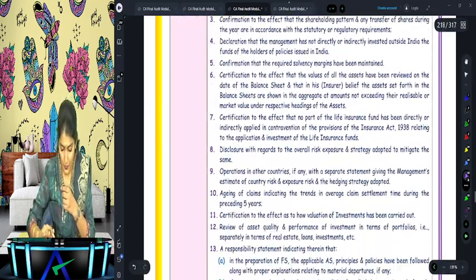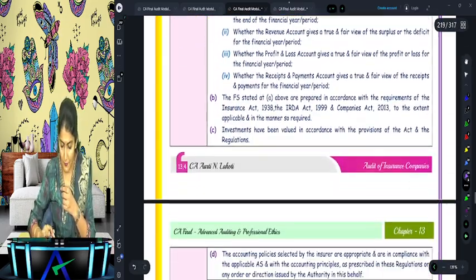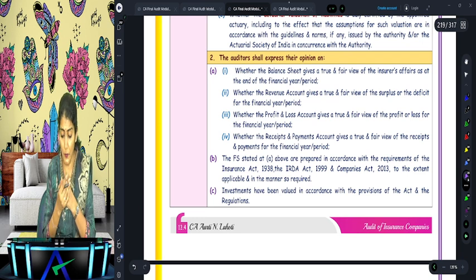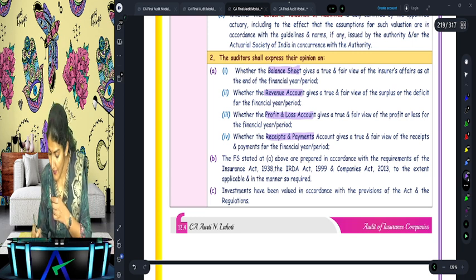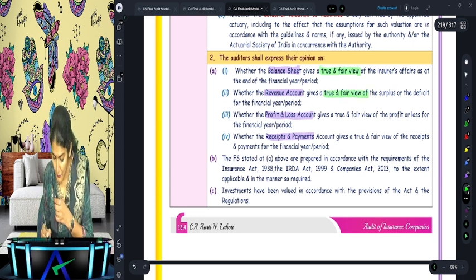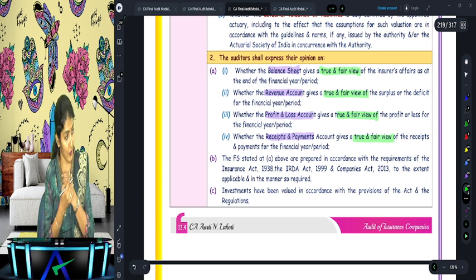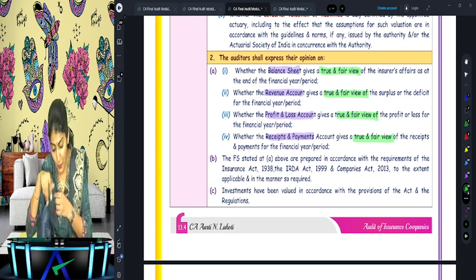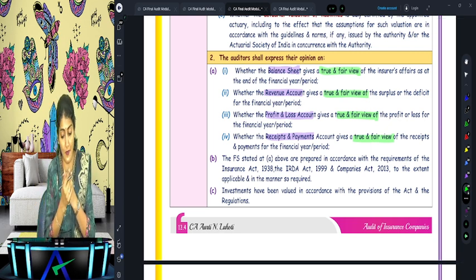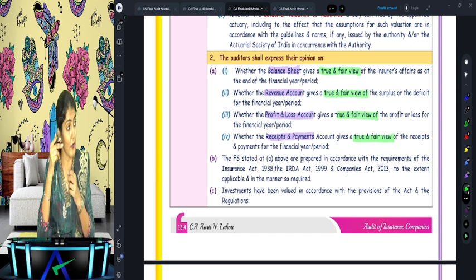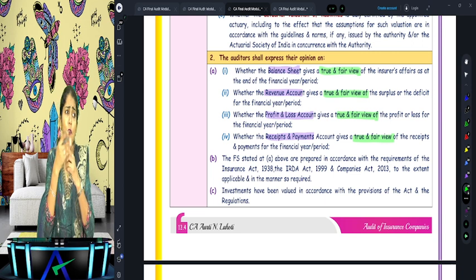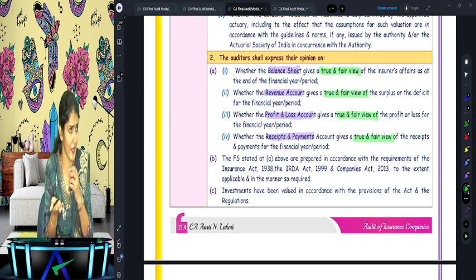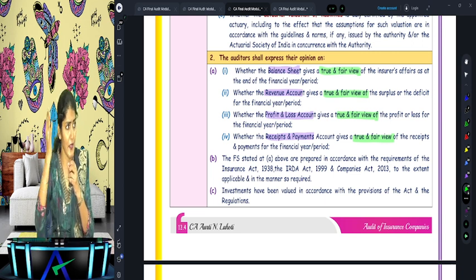Okay, and then later on we are going to see the contents of the audit report. And in the audit report also, what does it say? Balance sheet, profit and loss account, revenue account, and the receipts and payment account, whether they give a true and fair view. So does the auditor's opinion also cover the revenue account and the receipts and payment account? Yes, the auditor's opinion also covers the same because it is included in the financial statements of an insurance company. Are you understanding that?